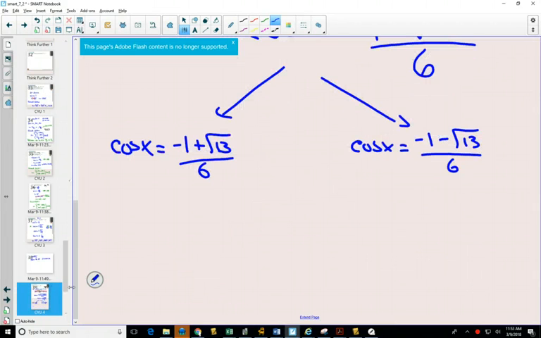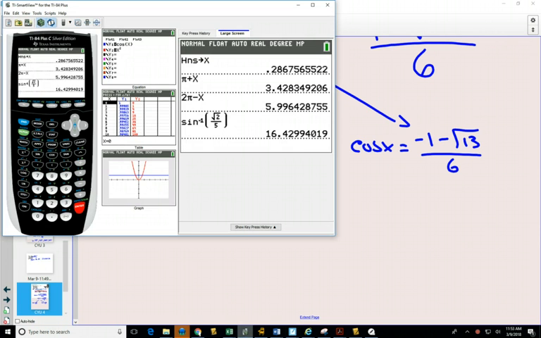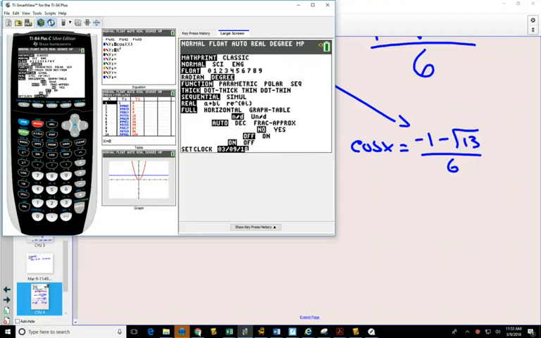In both of those cases, we have values that are not on our unit circle. So we're going to need to find our reference angle. This question's in radians, and so I'll go to my mode and I'll change it to radians.